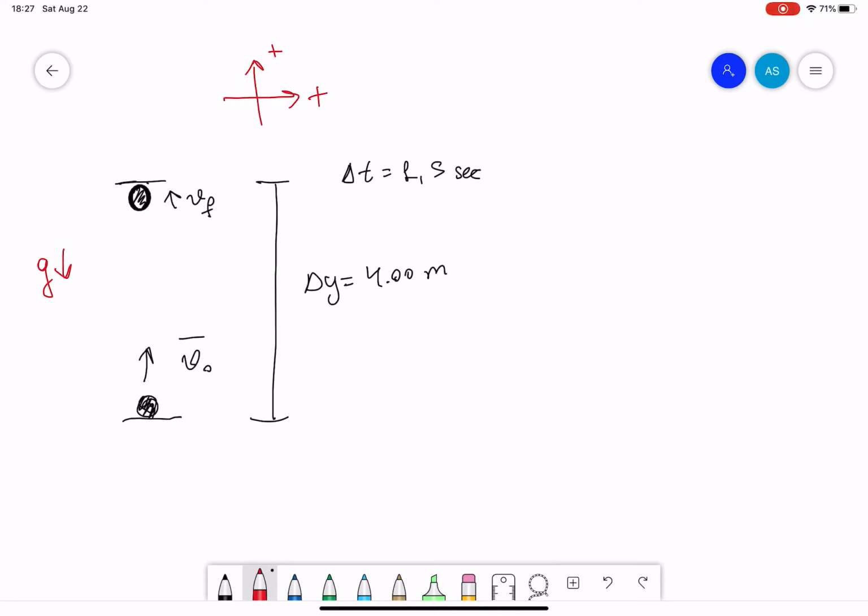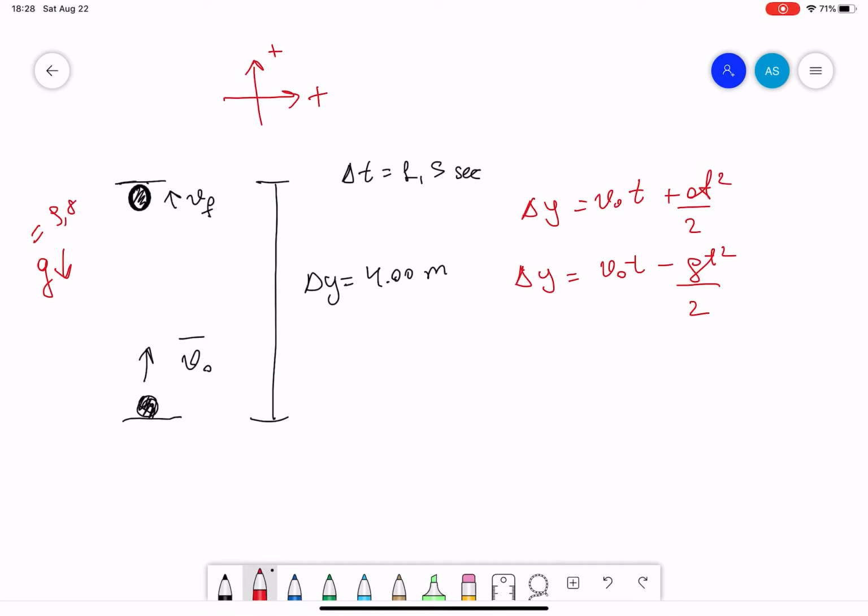Then we also know the formula we have to use to solve this problem: delta y is equal to v initial t plus a t squared over 2, right? Since we know that g is opposite, we have to replace this formula by delta y equals v initial t minus g t squared over 2. Our g here is equal to 9.8 meters per second squared.